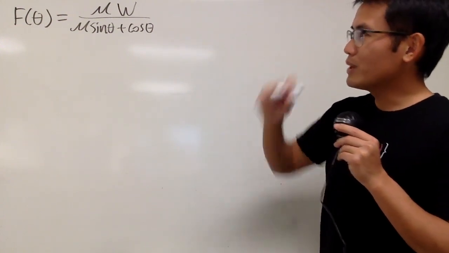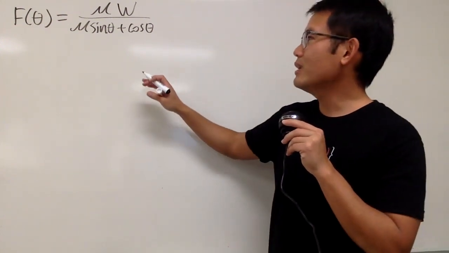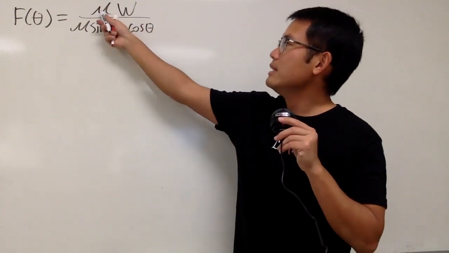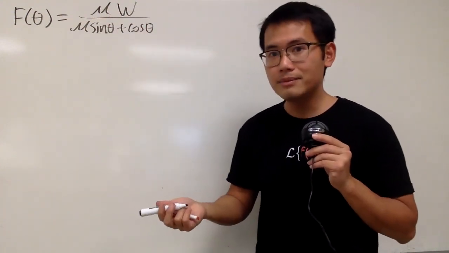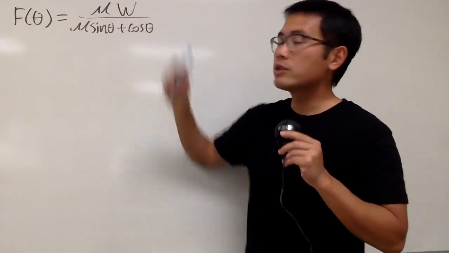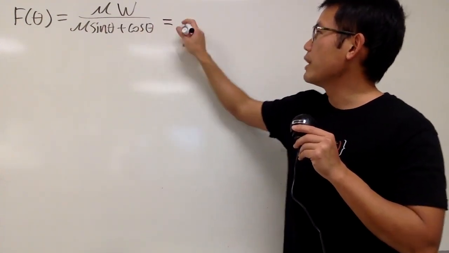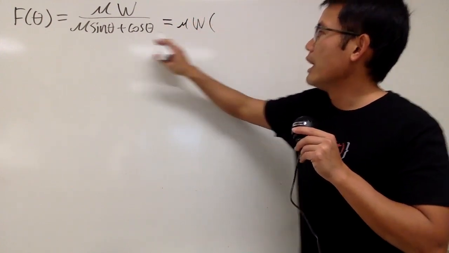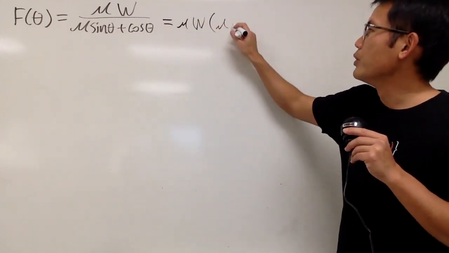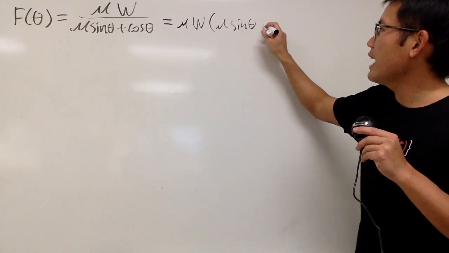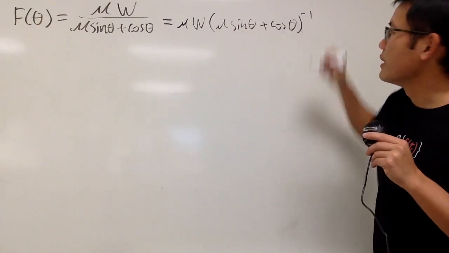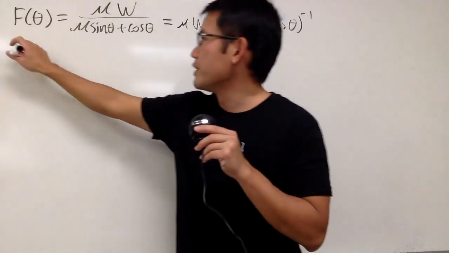Anyway, we have to get our derivative, of course. So let's do the following though. Because this and that, they are all constants, right? The friction coefficient and also the weight, they are just constants. So let me just go ahead and write it as mu times W. And then here we have mu sine theta plus cosine theta raised to the -1. It's easier to do the derivative this way.